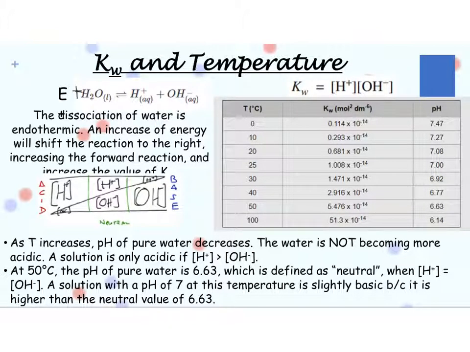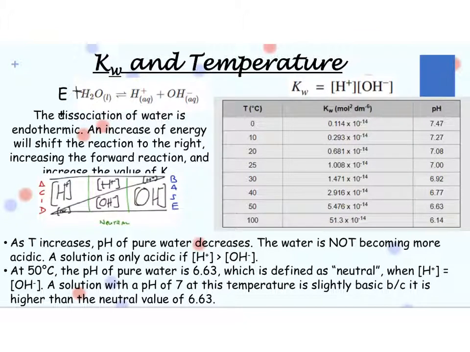So as we increase the temperature of the environment, the water is going to shift away from H2O towards the H plus and the OH minus. So that's going to change our equilibrium. So it's going to change our value for KW. So as temperature increases, H plus and OH minus actually increase. And as we decrease temperature, H plus and OH minus actually decrease.